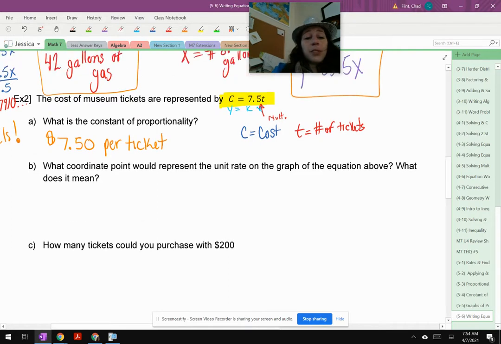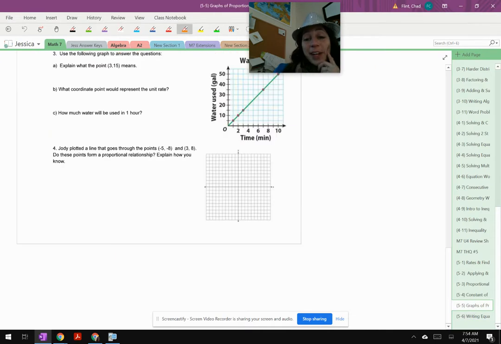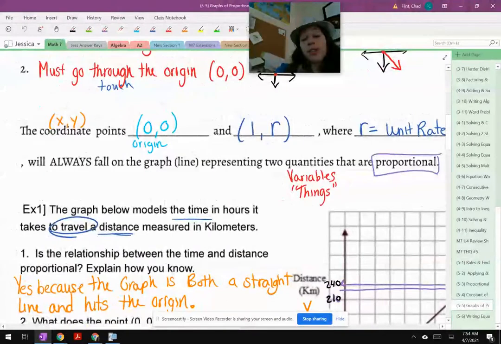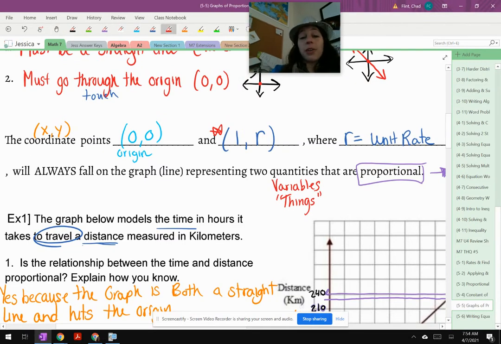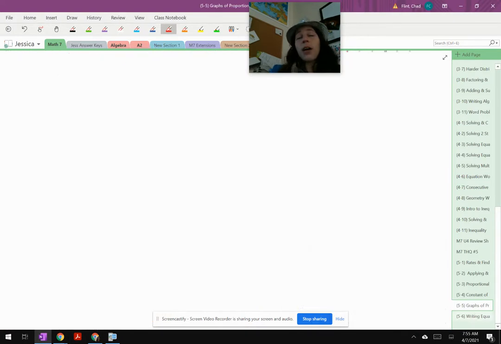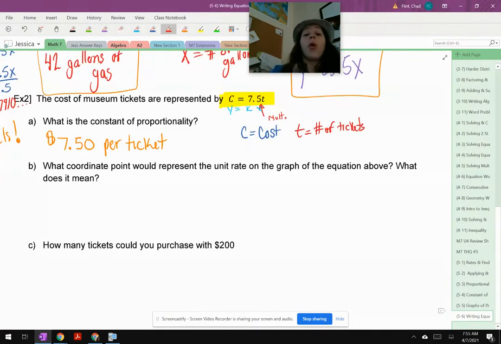Part B asking us what coordinate point would represent the unit rate on the graph of the equation above. So if they graph this equation, what point would represent the unit rate? That is going back from lesson 5-5, where we talked about how the coordinate points 0, 0, and big important here, 1, comma r, where r is that unit rate, always are on the graph. So they're looking for 1, comma r. Remember, that makes sense because a unit rate always has to have a 1 in it.